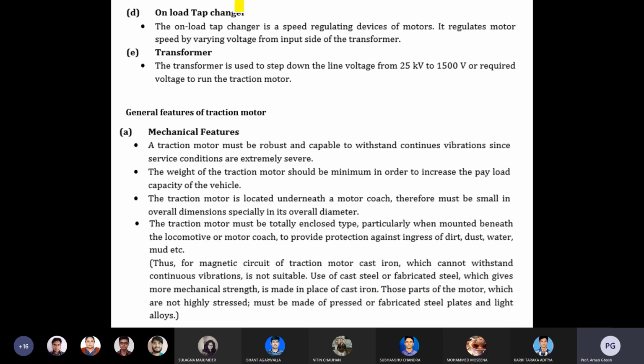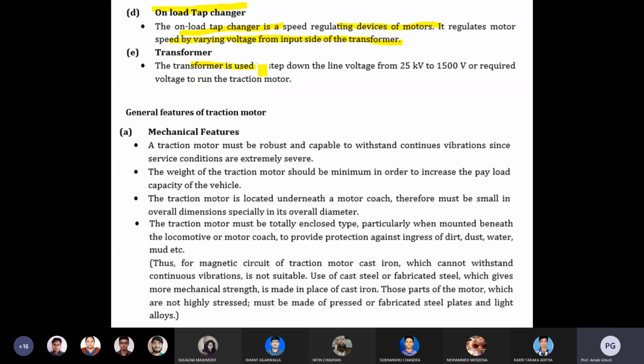Okay, then the on-load tap changer that I am talking about, for the mainline service, whatever you are providing. For the online tap changer. For the offline tap changer, that has also been used, but not here. So the on-load tap changer is a speed regulator of the motor. It regulates the motor speed by varying the voltage from the input side of the transformer. That's the basic reason for that tap changer.